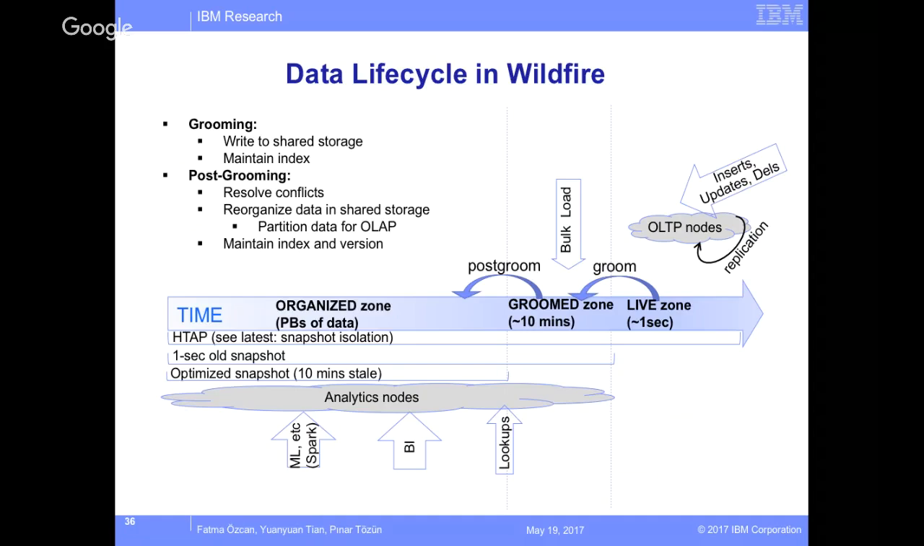So again, for people who are using live Wildfire, you can see the latest data. So we provide the HTAP here. And then for the external readers, you can read up to the groomed data. That's about a second delay. And then you can also use the more optimized snapshot. That's about a 10 minute delay.